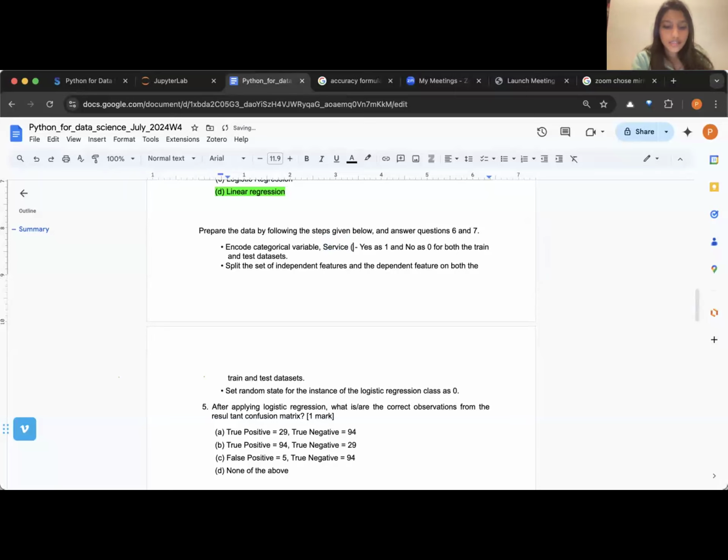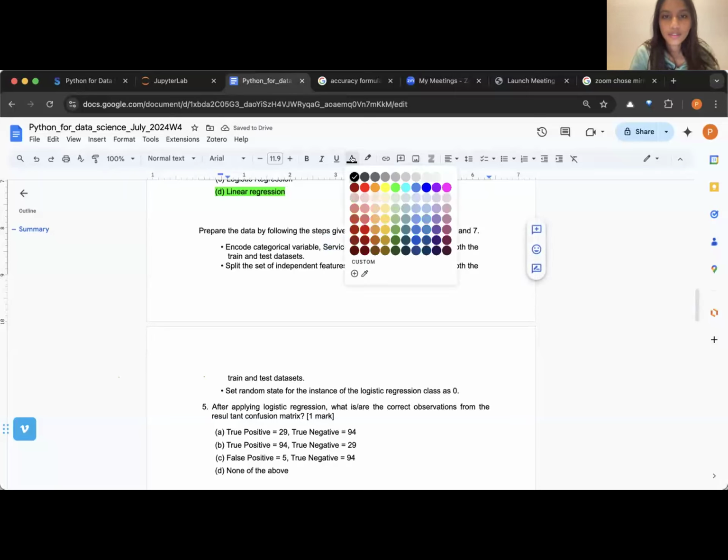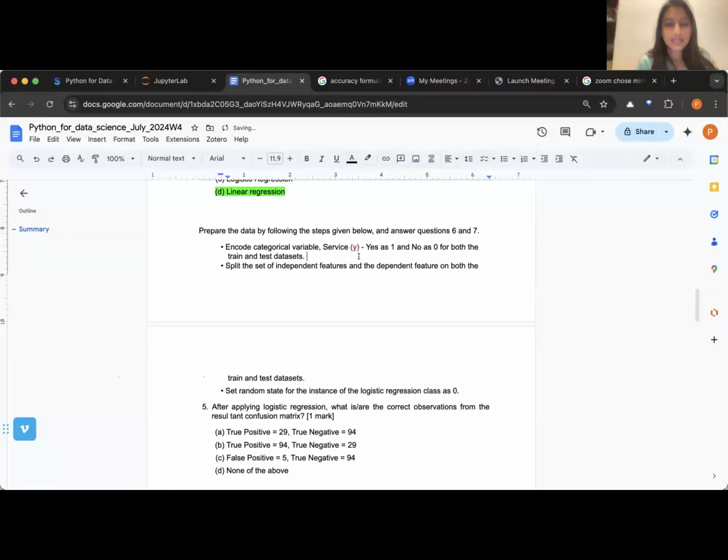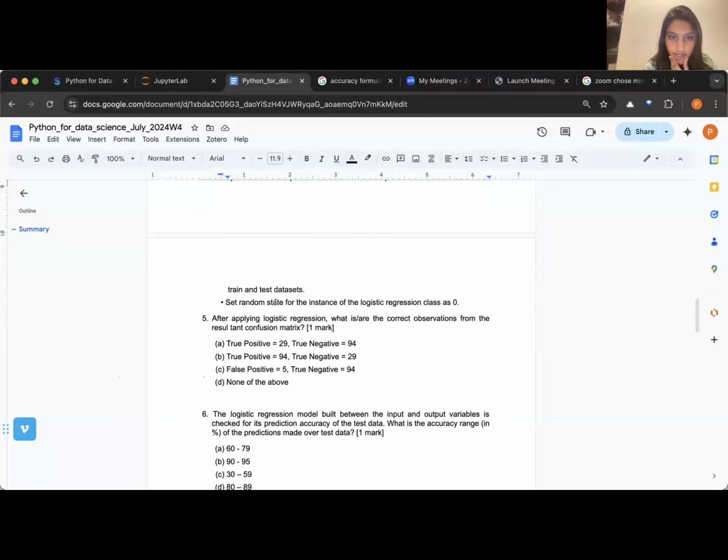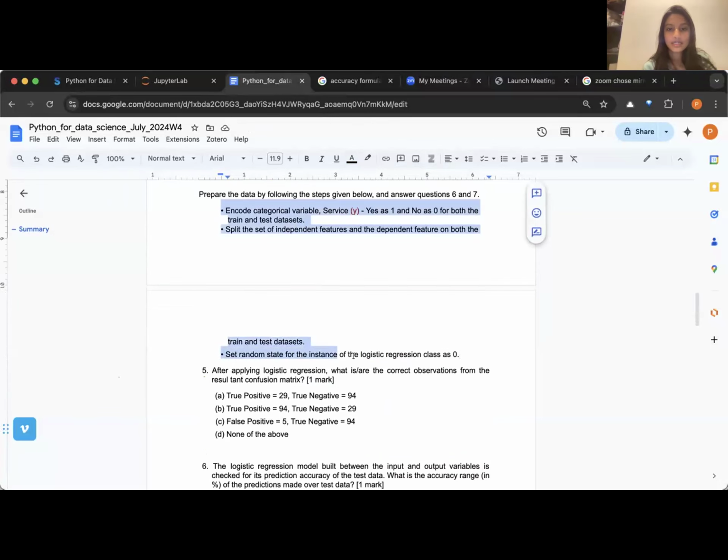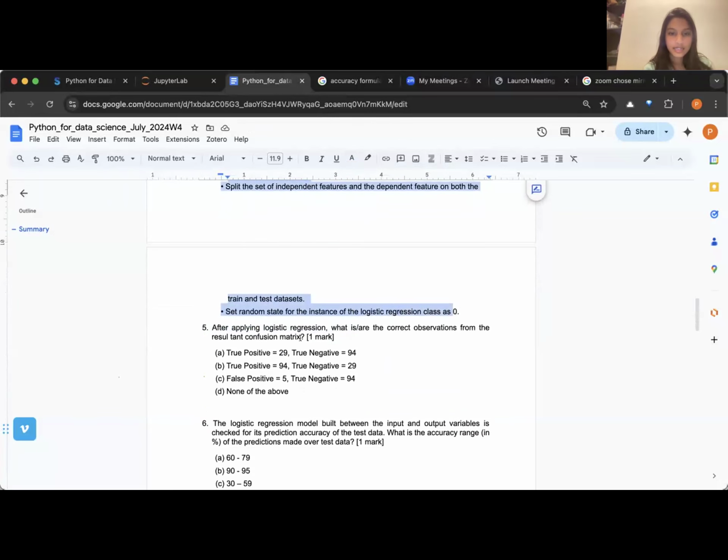Let me write it here: this is Y, and everything else will be X. All other columns will be X. They're telling you to split it and then set random state as 0. So you first do all this, and then you need to answer the questions. Okay, let's first do all that.